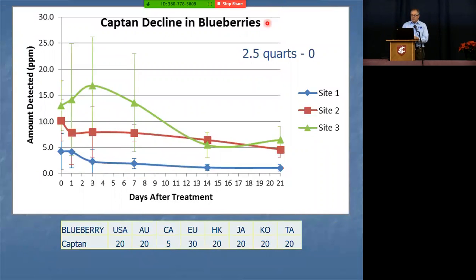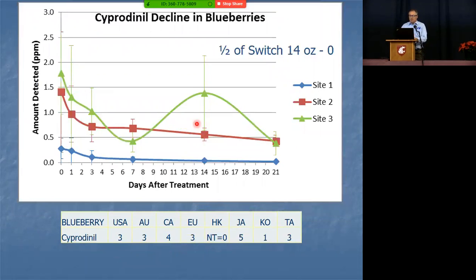This is Captan. Captan, see, we put on 2.5 quarts. The US limit is 20. We're below 20. We can go into, but Canada is 5. When do we get to 5? Doesn't look good. So we probably still need to not use Captan if it's going into Canada. Can't win them all.